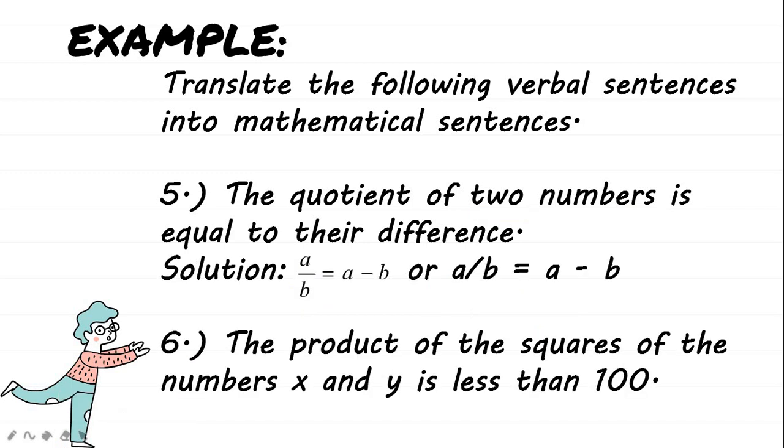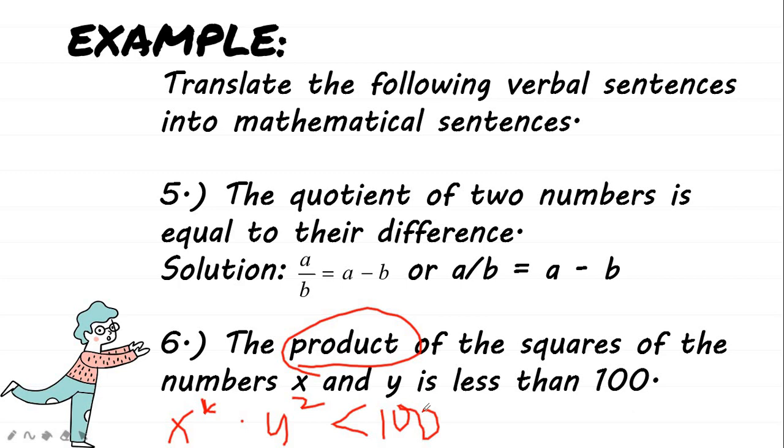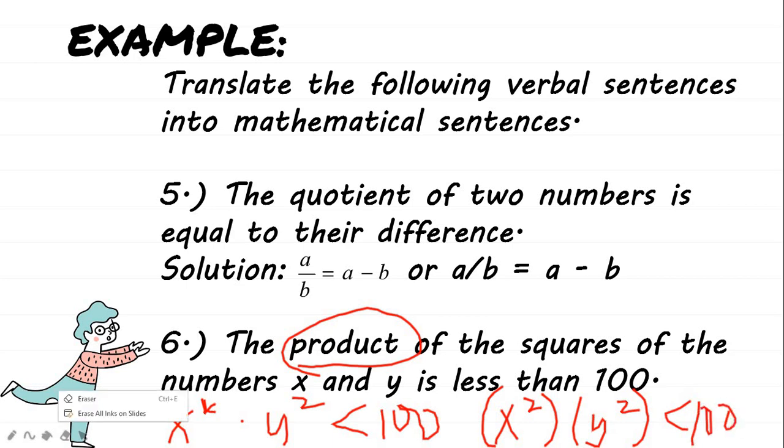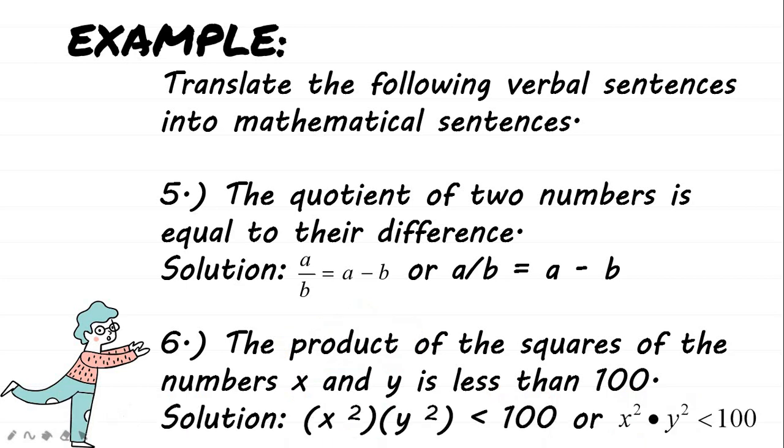And then we have example number 6. The product of the squares of the numbers x and y is less than 100. So the squares of x and y are x squared and y squared. The product indicates multiplication, so we can write x squared times y squared is less than 100. Or we can enclose x squared in parentheses to indicate multiplication, then multiplied by y squared is less than 100. So either of the two can be the answer for number 6.